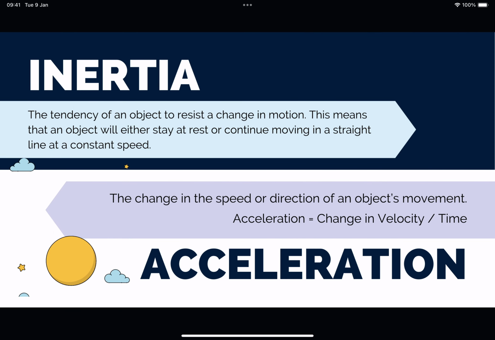Let's understand in theoretical terms. Inertia is the tendency of an object to resist a change in motion. This means that an object will either stay at rest or continue moving in a straight line at a constant speed. Like the bus can stop and then continue again, or the bus will stop all of a sudden. So an object will either stay at the same position or continue in a straight line, but you will experience a resistive force anyways.